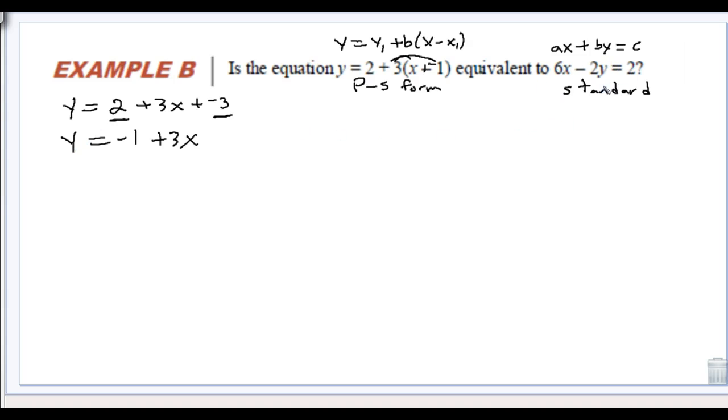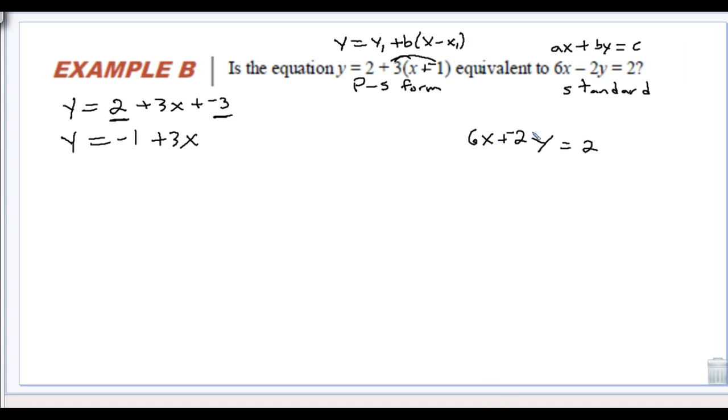I can do the same thing for this one. I have 6x minus 2y equals 2. Okay, so what I want to do is solve for y here. So that means I have to get rid of some other stuff, right? So I multiplied by this negative 2 first, and then I added the 6x.